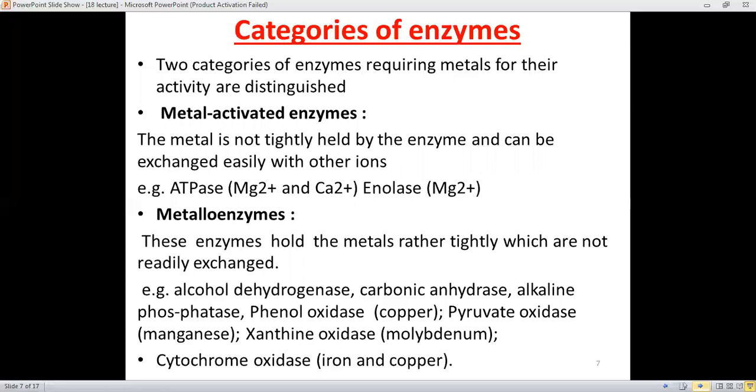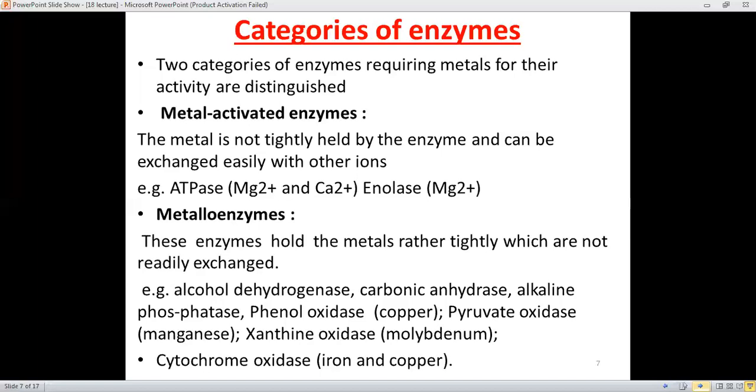ADPase enzyme can utilize magnesium and calcium, and enolase uses the magnesium ion. But these metallic ions don't form a tight bonding with the enzyme. It means that yes, these cations can be removed depending on the situation. Therefore, these enzymes are called metal activated enzymes.